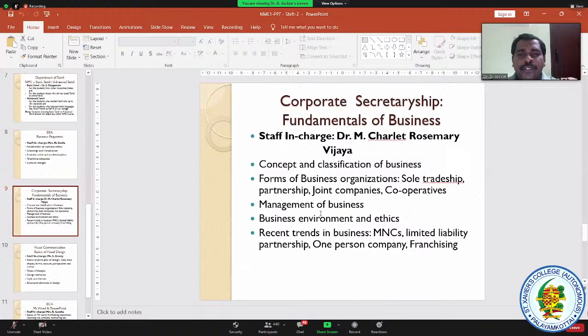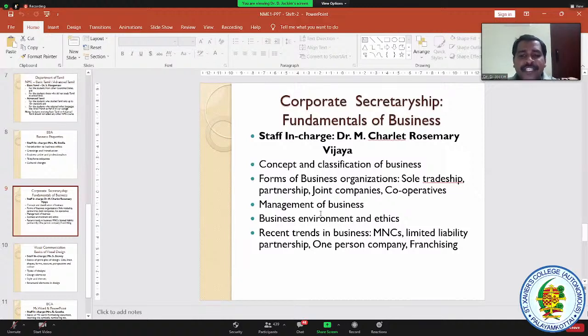So next one. Corporate Secretaryship offers a course titled Fundamentals of Business. The staff in charge of this paper is Dr. M. Charlotte Rosemary Vijaya. In this paper, the basic concept and classification of business is given. Forms of business organizations like sole proprietorship, partnership business, joint companies, cooperative ventures, everything is explained. Then how you have to manage the business properly, some input is given in another unit. Then the business environment and ethics is also taught.